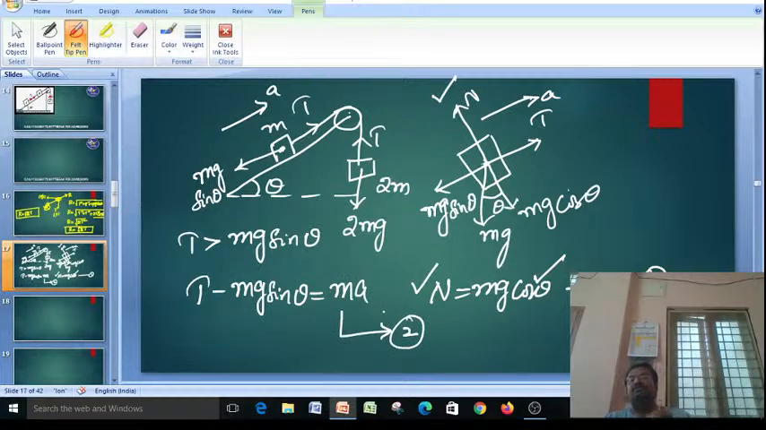So when another block is also there, the 2M block is there, when you frame the equation for it and solve that equation and this equation, you will get the acceleration existing in the blocks.